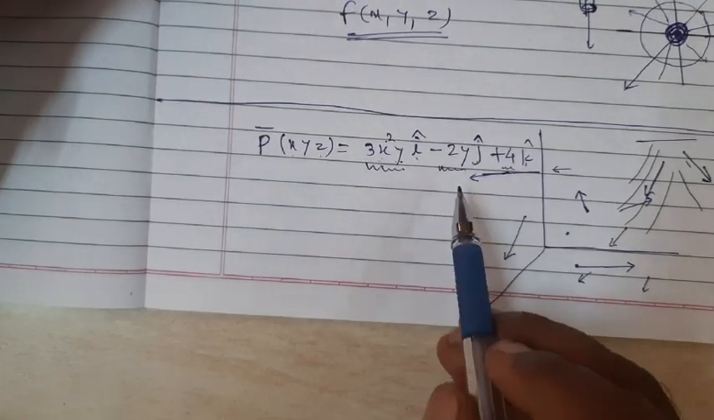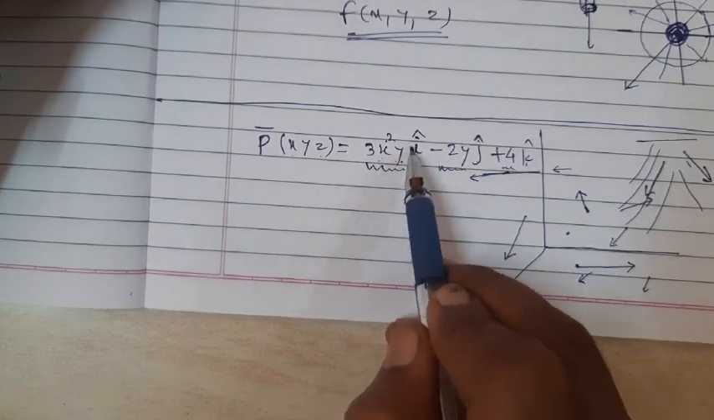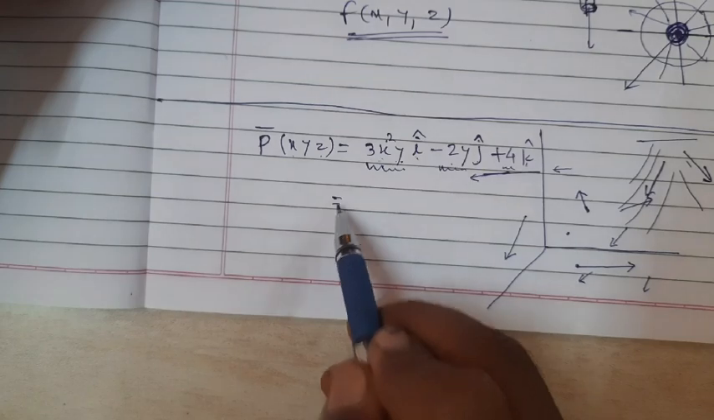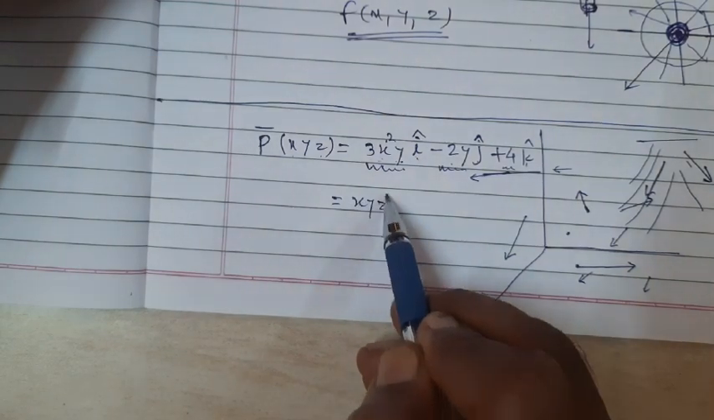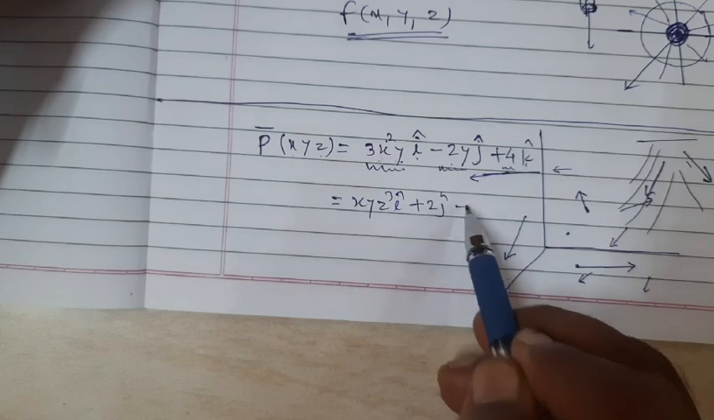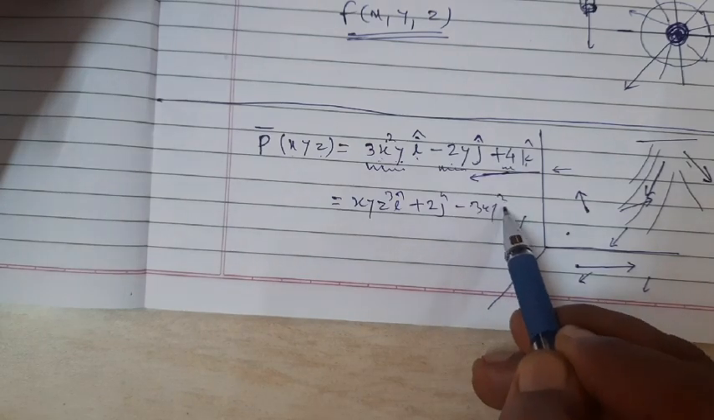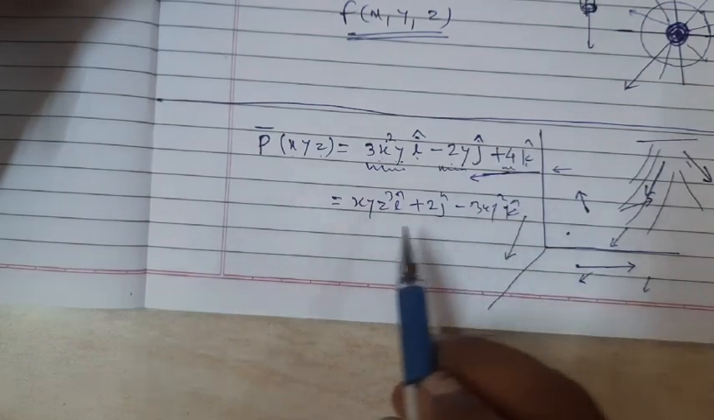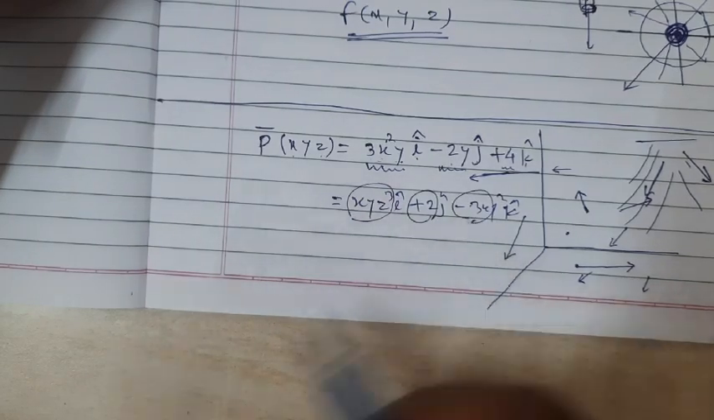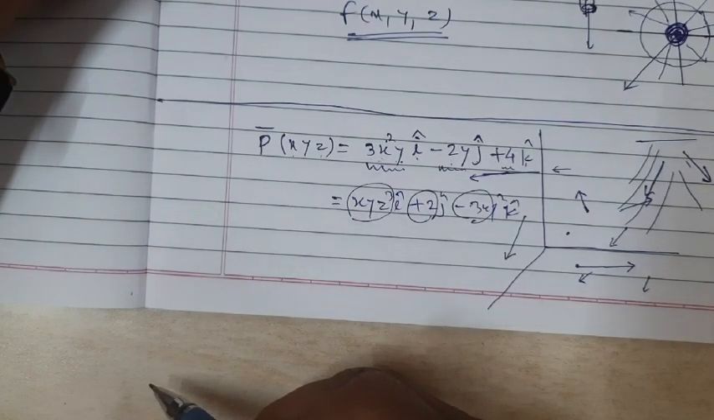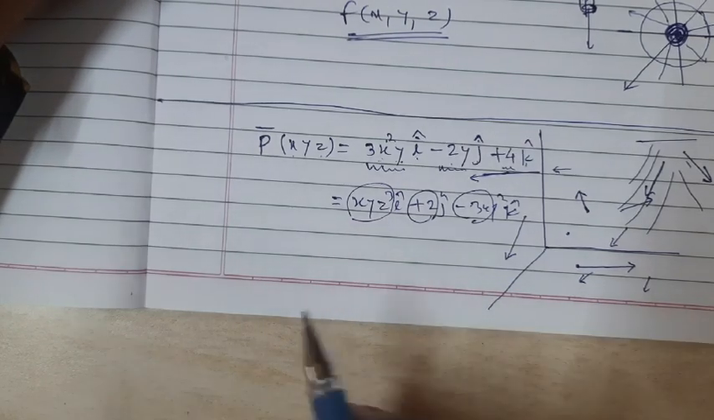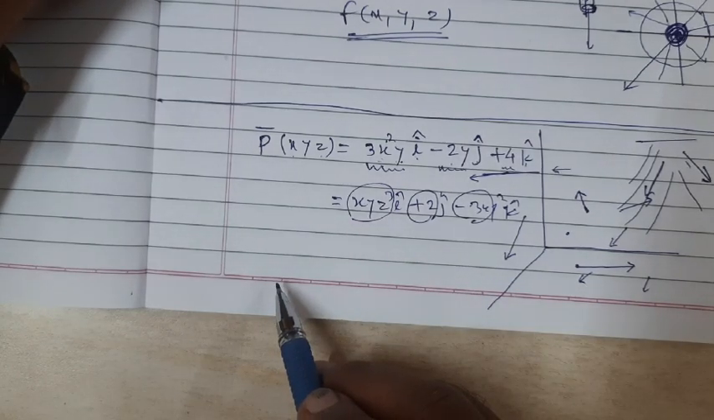Now, if I write a random vector function like this, 3x square y i cap minus 2y j cap plus 4 k cap, or you may write any function, for example xyz cube i cap plus 2 j cap minus 3xy square k cap. You can have any coefficient of i cap, j cap and k cap. It may be constant, it may depend on x, y, z with any power of x, y, z. But such a function is a random function. It may not have certain physical significance.